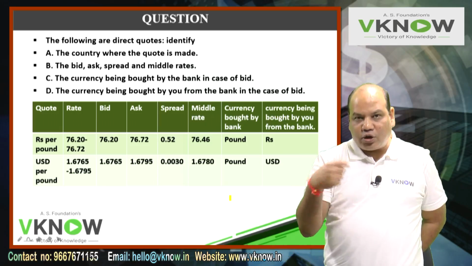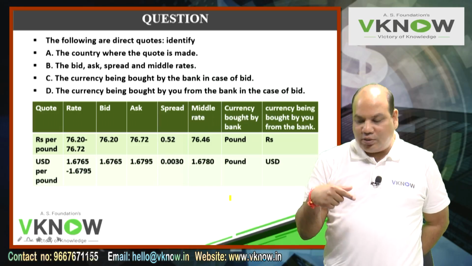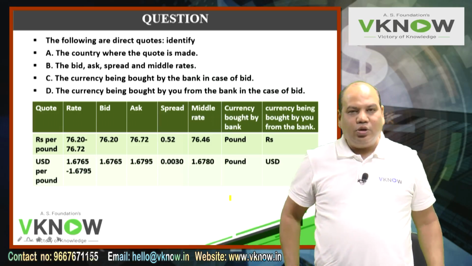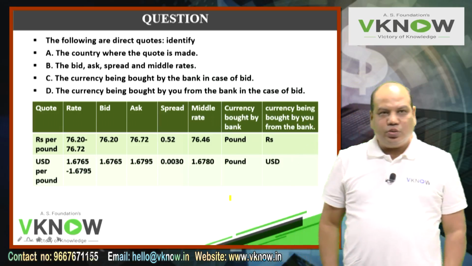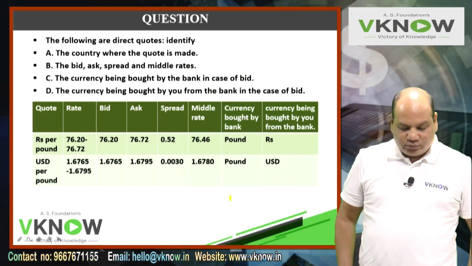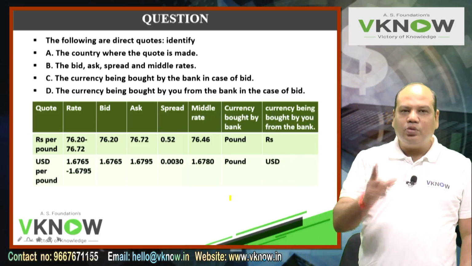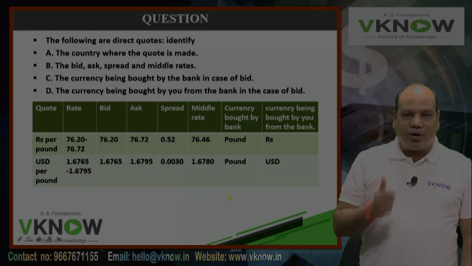Bank will buy foreign currency, which is pound in our example, and bank will sell home currency, which is USD in our example. So this answer is over. Now we'll take a break.